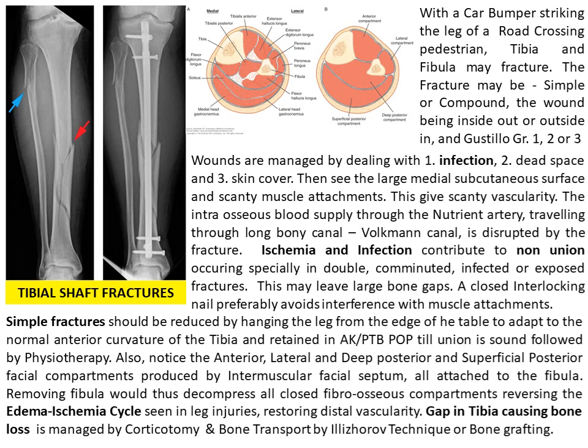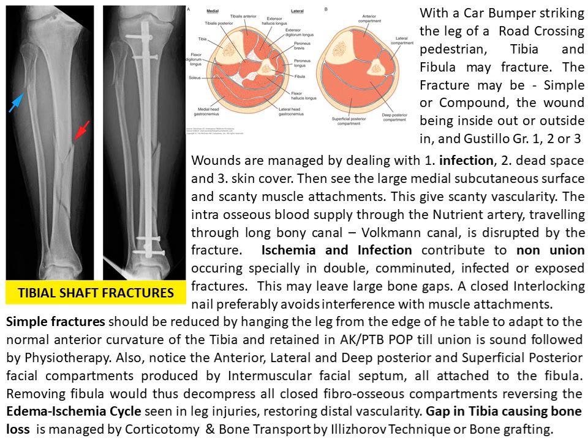Next, notice the large medial subcutaneous surface of the tibia and the scanty muscle attachments on it. This feature gives scant vascularity. The intra-osseous blood supply, which comes through the nutrient artery, traveling through a long bony canal in the cortex called the Volkmann canal, is disrupted by the fracture. So, the bone is ischemic inherently.